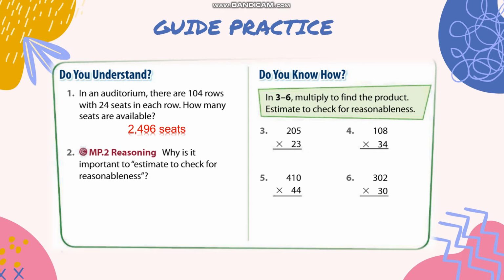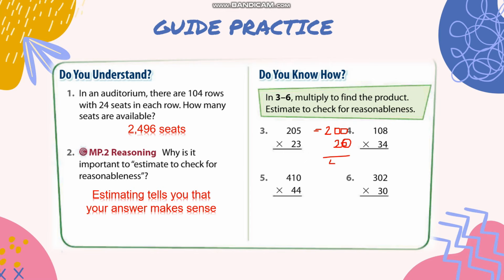Why is it important to estimate to check for reasonableness? Because estimating tells you that your answer makes sense. Number 3, you need to multiply to find the product and estimate to check for reasonableness. So if I'm going to estimate, 205 becomes 200, and 23 is nearest to 20. Then 2 times 2 is 4, then I have 3 zeros. So my estimated answer is 4,000. So the exact answer must be nearest to 4,000.